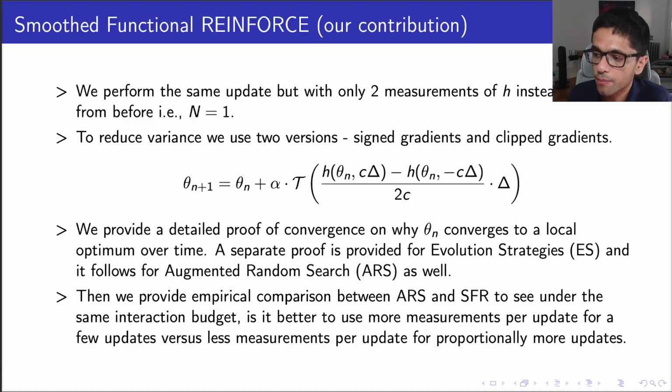We then move on to an empirical comparison between ARS and SFR. The central question here is, given a fixed interaction budget with the environment, is it better to allocate more interactions per update for stability but have fewer updates overall, or to just use 2 episodes per update but perform proportionally more updates? For completeness, we also include comparisons with PPO, TRPO, A2C, and the vanilla REINFORCE. Our evaluation spans both a simple grid world environment and the more complex MuJoCo suite.